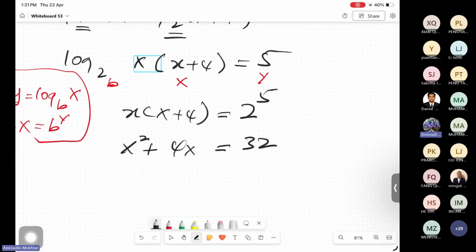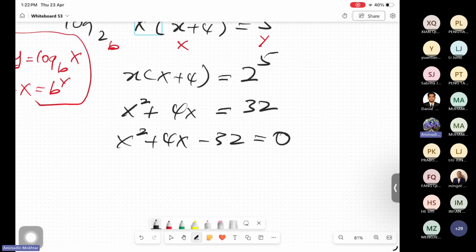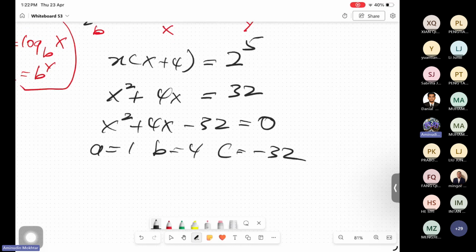Now we need to find what x is. I hope you still remember this is a quadratic. We can arrange the equation as a quadratic function. Now we have a quadratic problem here: x squared plus 4x minus 32 equals 0. This is a quadratic where a equals 1, b equals 4, c equals negative 32. If you refer to page 49, we have the quadratic equation here.